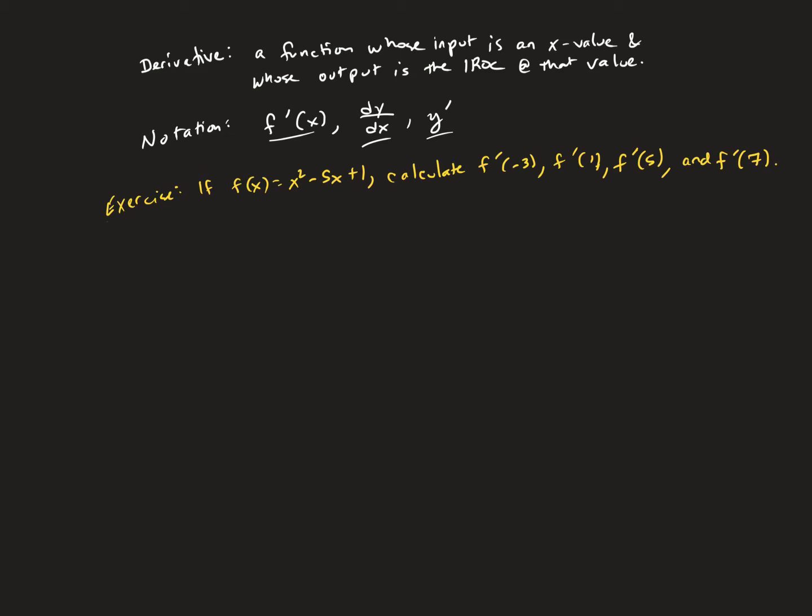So let's say you were given a problem where you were given a function, x squared minus 5x plus 1, and you were asked to calculate the slope of the tangent line at -3, 1, 5, and 7. That's f prime of -3, f prime of 1, f prime of 5, f prime of 7. Now, we know this procedure. We've done it with numbers. So I'm going to go ahead and do this procedure with -3. So let's find f prime of -3.